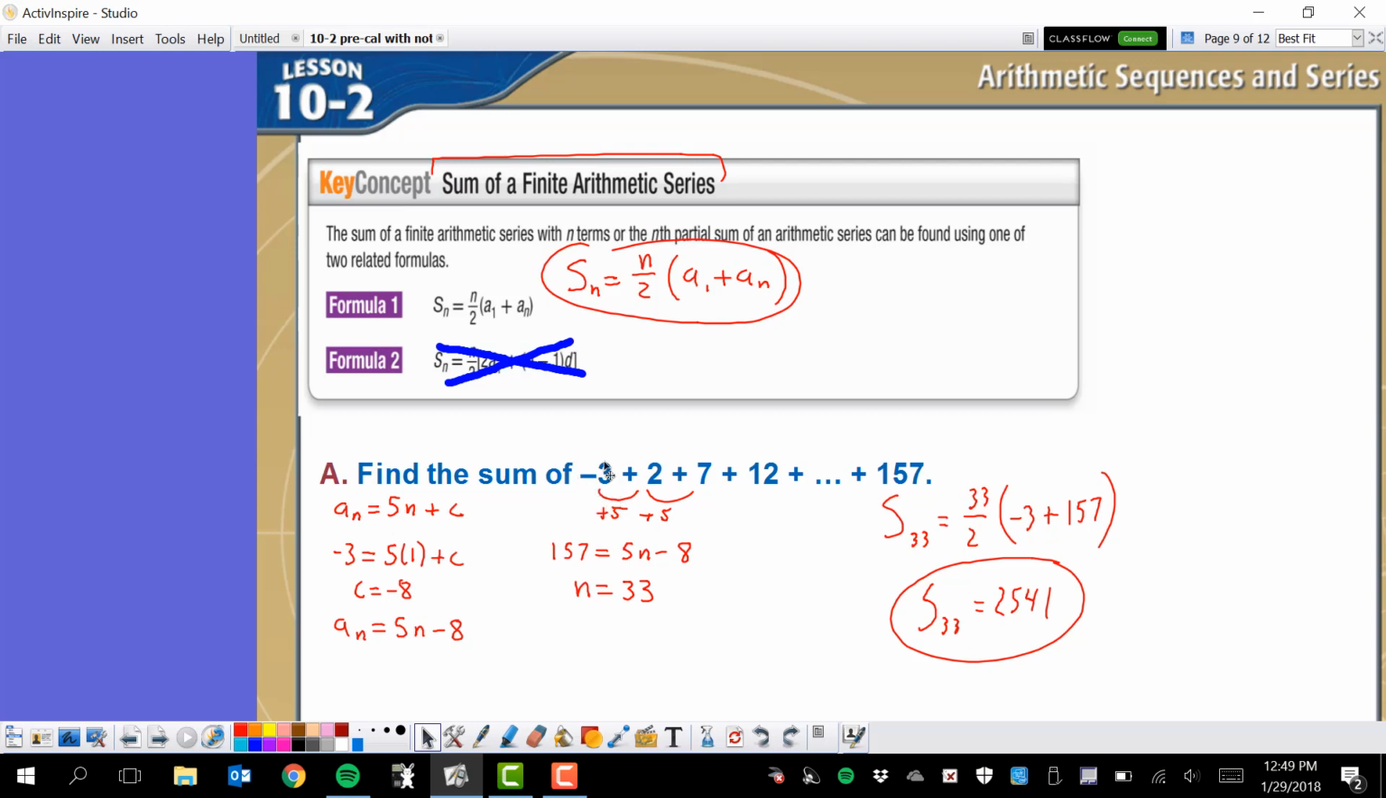Again, I'm going to take that first term, -3, plug that in here, and make n equal to 1, because that's the first term in the sequence. Simplify that for c, and I get c is -8. So my explicit formula is 5n minus 8.